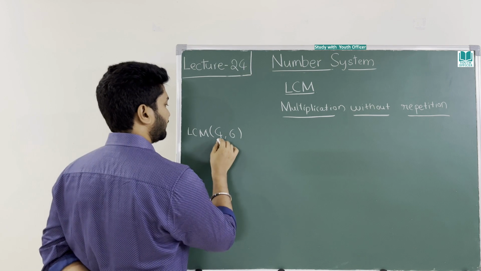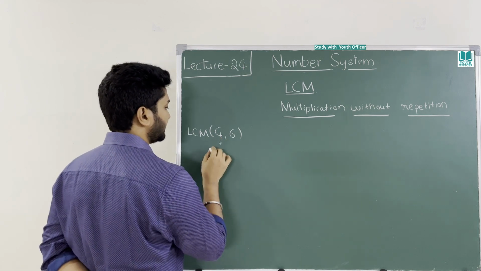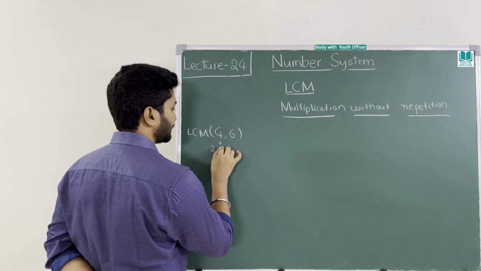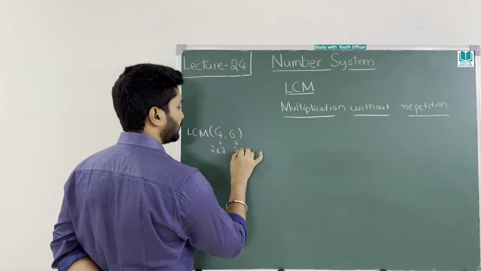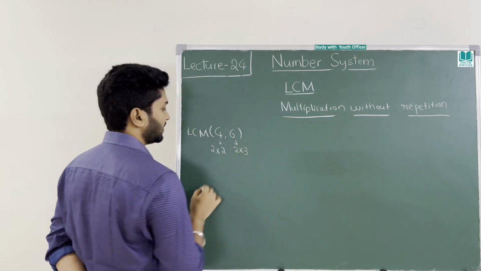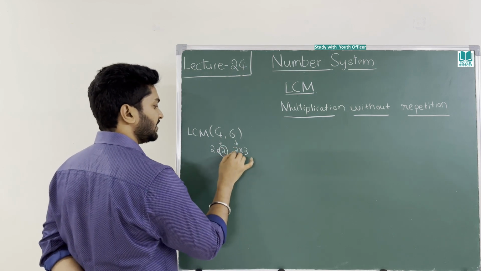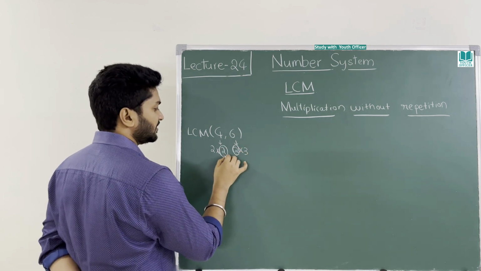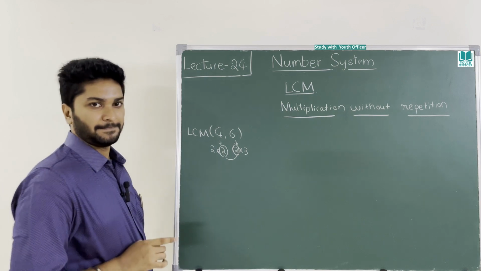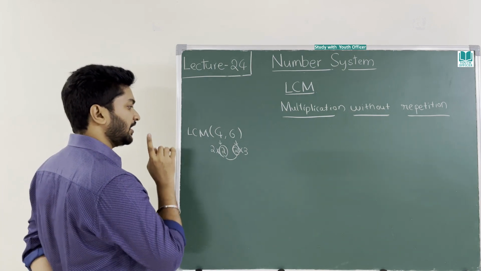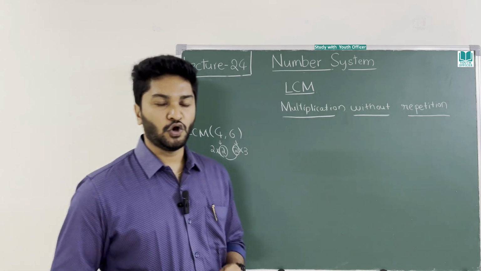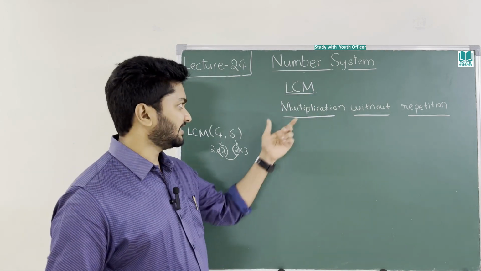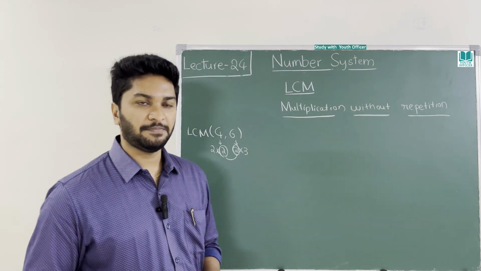if you write 4 into their factors, 2 into 2. If you write 6 into their factors, 2 into 3. There is one 2 here also. This repetition should not be there. You should take only one time. If you are taking co-primes, as I said, directly you can multiply them.